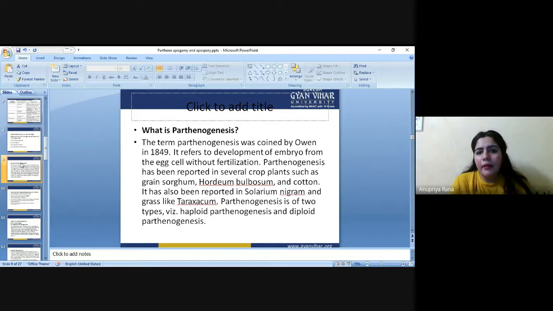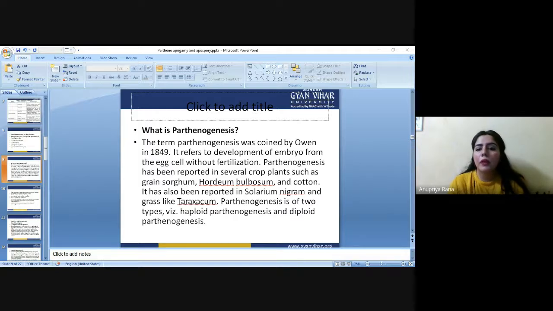So at that time, we need these kinds of processes like parthenogenesis, apogamy, apospory, because their main motive is to conserve genetic purity. That's why we also introduce these things in an artificial way. This can happen in a natural way, but we also do it artificially to get more profit in our economic sectors. So let's take a look at parthenogenesis.